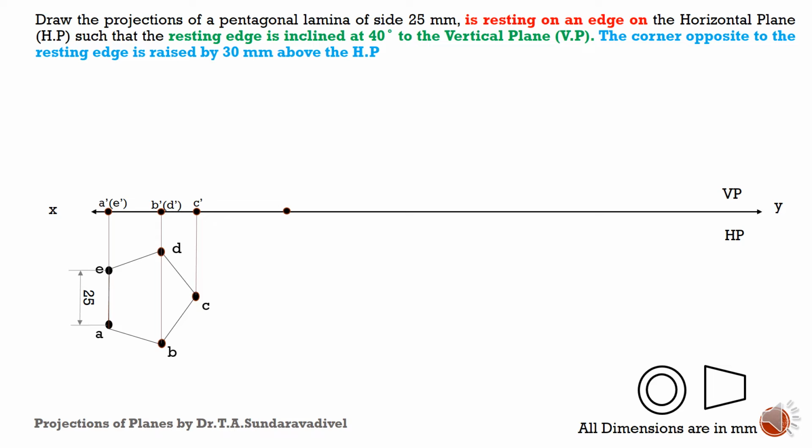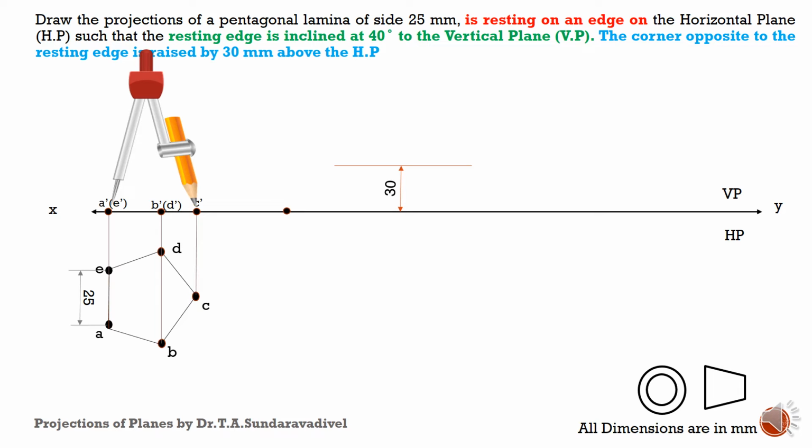Then I am taking a point arbitrarily, leaving some distance. This is important, this is the difference between that problem given in the description and here. There the surface inclination is given directly, so we take a 30-degree line, but here it is resting on an edge, and the corner opposite to the resting edge is raised by 30 mm. So I am leaving some distance, taking a point, then taking 30 mm and drawing a line.